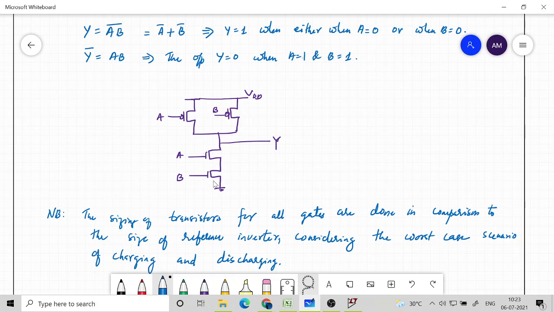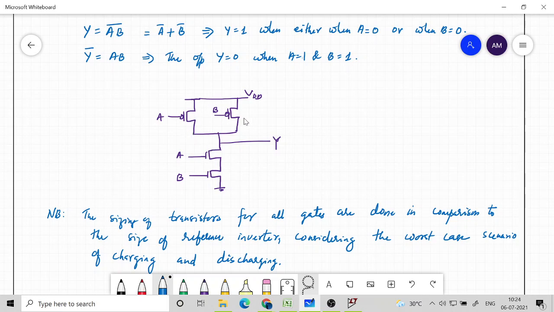For NMOS, that is when there is only one case, and that itself is the worst case. So if there are multiple ways in which output can become 0, then you have to look at which combination will give rise to the worst case. But in this case, as far as the NMOS transistors are considered, for NAND 2, there is only one case in which output becomes 0, and that is when both transistors are turned on. NMOS transistors are to be turned on and they are in series, so therefore that itself is the worst case.